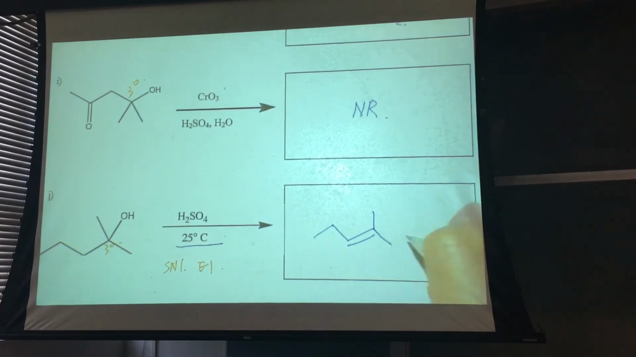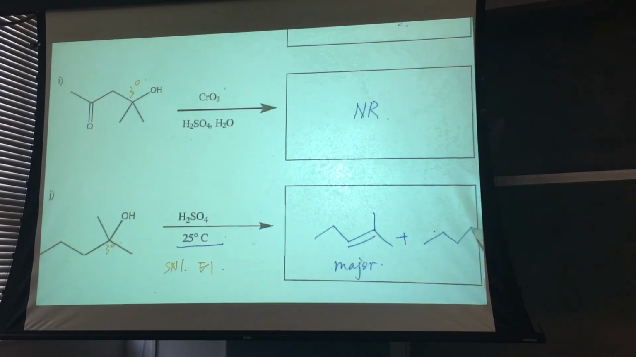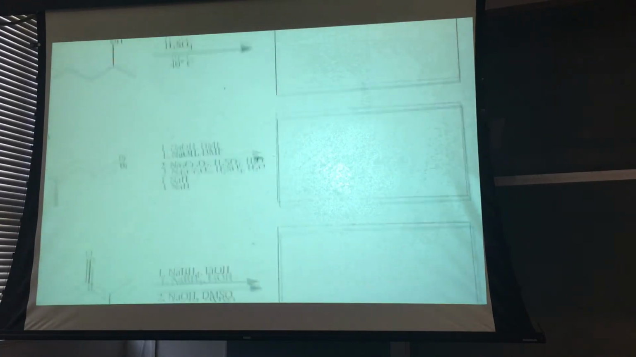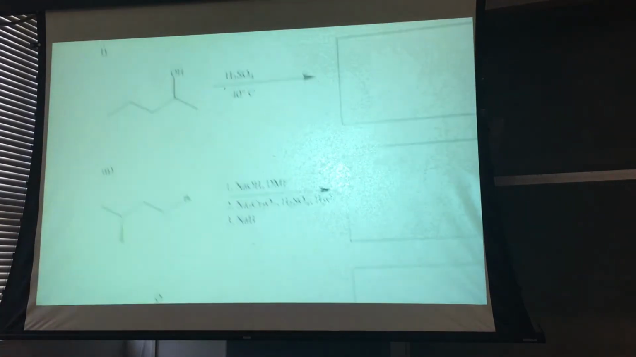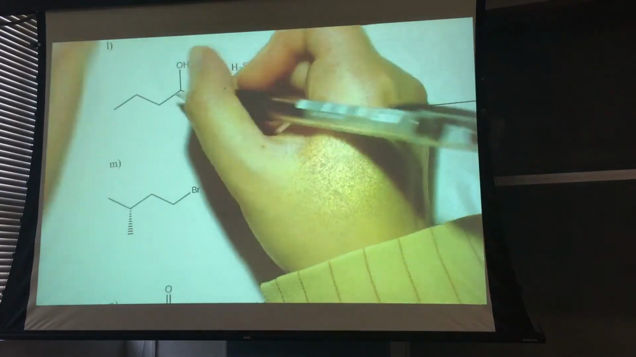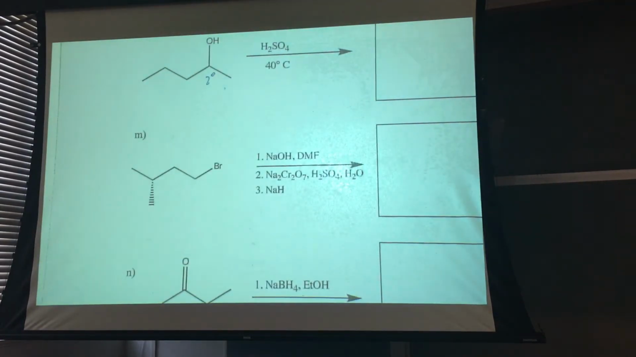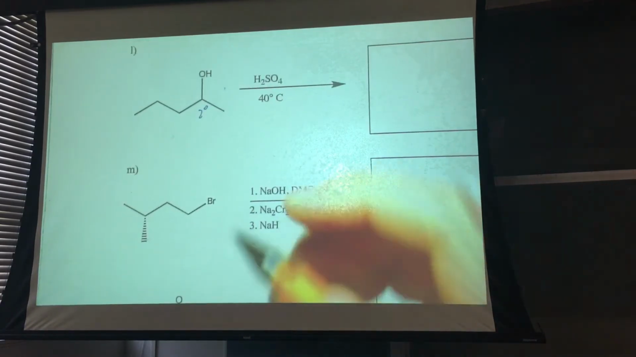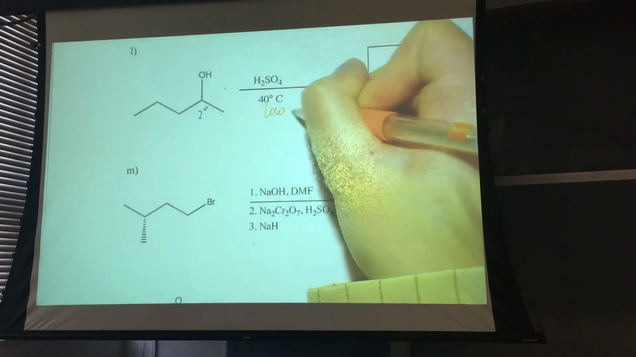So this one is going to be the major, and also this one. I'll pick up another question, which is this one. Similar enough. This one is tertiary. This one is secondary. Actually, in Levens' table, although it's 40 degrees, it's not high enough for a secondary to be E1 dominated. It's actually a low temperature.